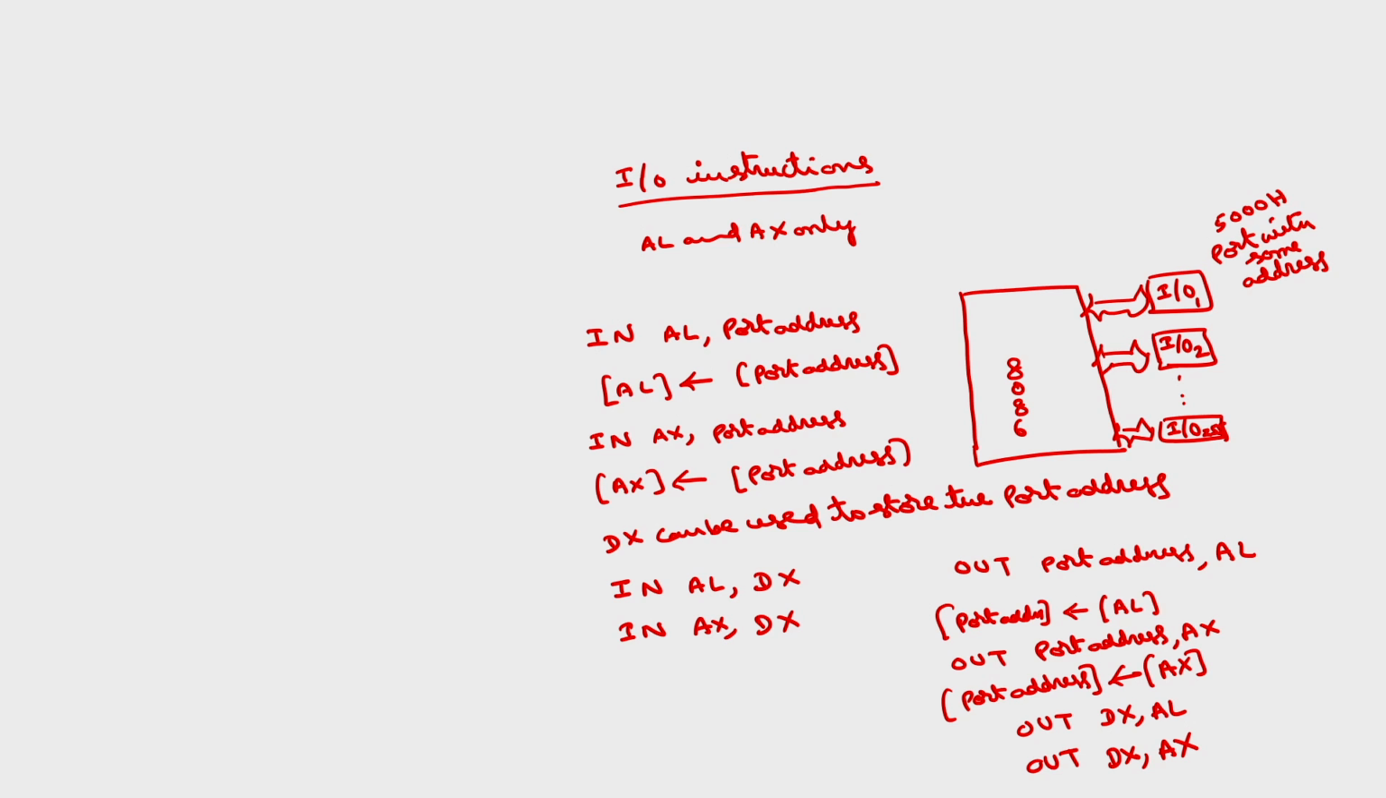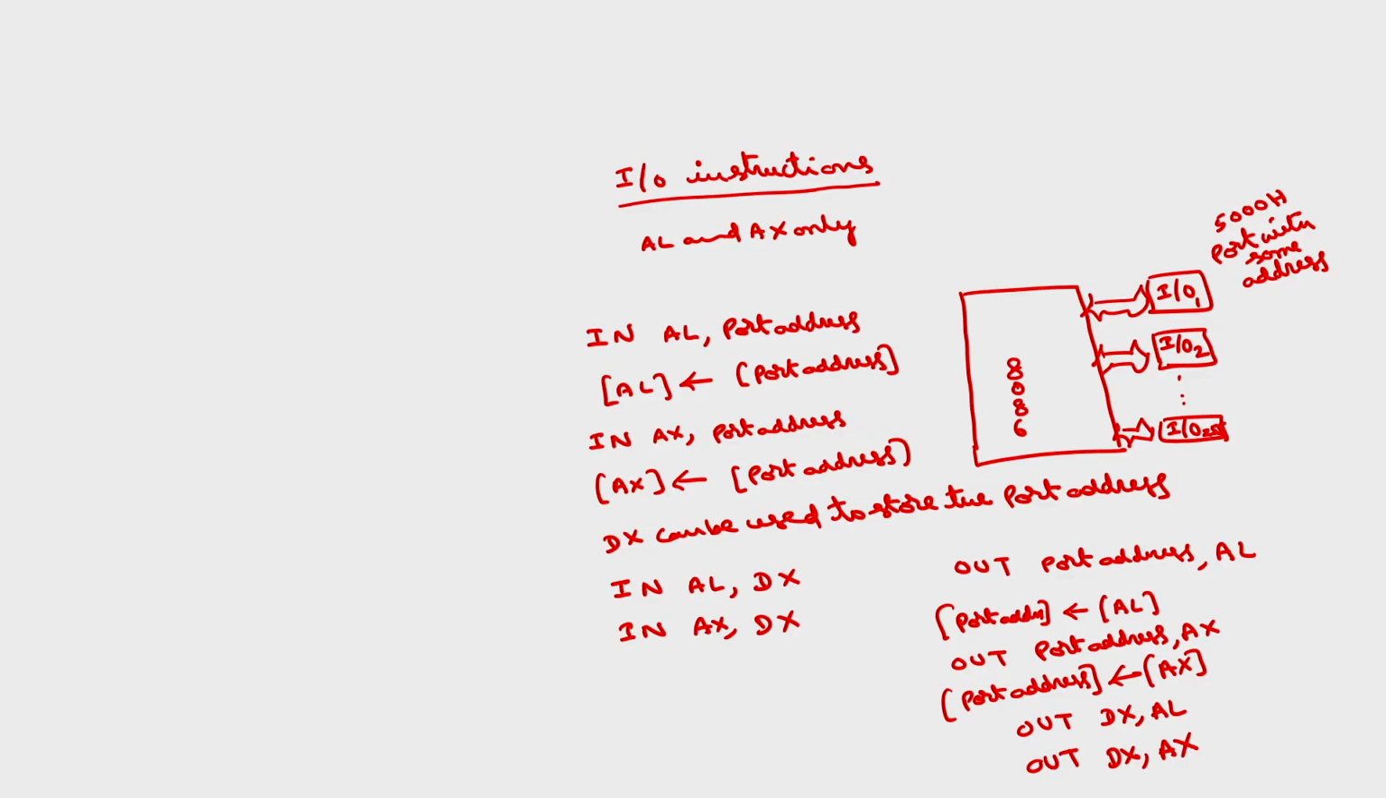So we will write some programs using these IN and OUT instructions after discussing a programmable peripheral interface called 8255. 8255 is a device which is used for connecting input output devices to the microprocessor. So after discussing the 8255 architecture, we will discuss some programs based on these IN and OUT instructions. So this is all about the instruction set of 8086.